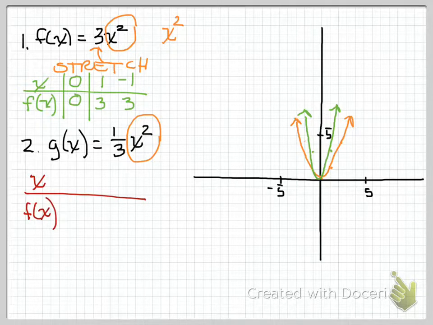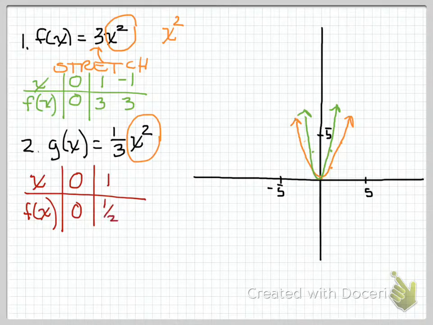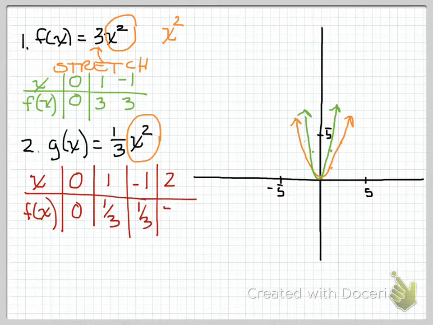So if we substitute in a 0, our 0 point's going to stay the same because 0 squared is 0 times 1/3 is 0. Let's say that we put a 1 in. So 1 squared is 1 times 1/3 is 1/3. And if we put a negative 1 in there, we're going to get the same result. We'll also get a 1/3. Let's put a 2 in there. So 2 squared is 4, which I'm going to multiply by 1/3, so we get 4/3. And if I put a negative 2 in there, I'll get the same result.